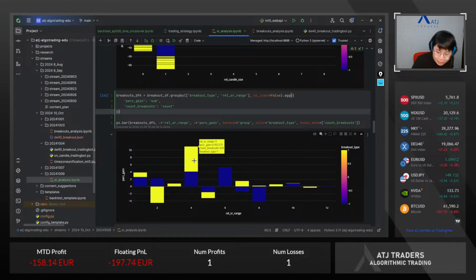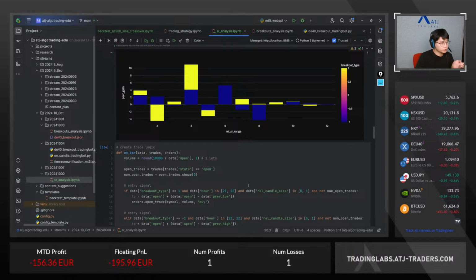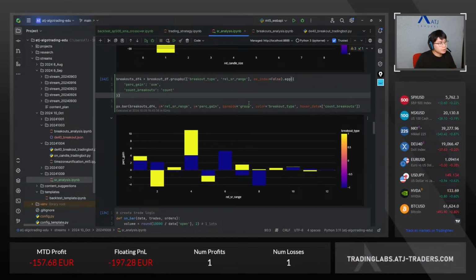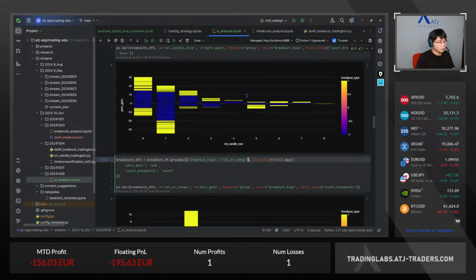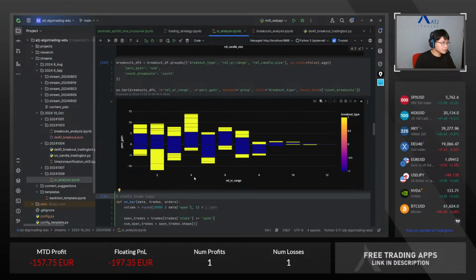Yeah, Martin, exactly. What about reverse only on failed trades? Let's do that. So instead of breakout trading, let's do reversal trading using these breakout candles. And also maybe before we proceed with the backtest, how about we also use the relative SR range, and we add another dimension, which is the relative candle size, right? So this is now a very advanced analysis. And now this is interesting.